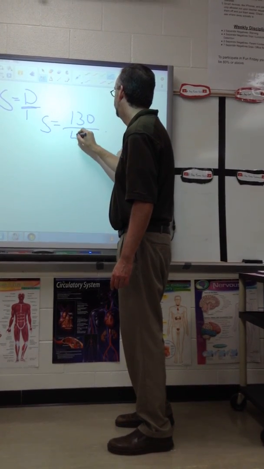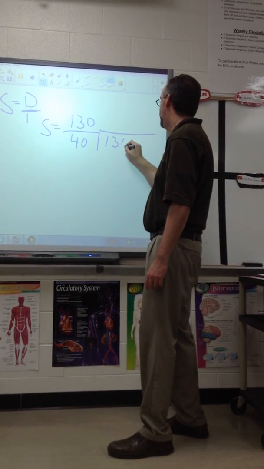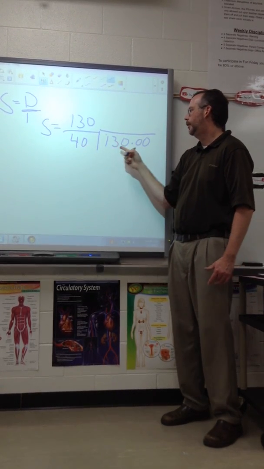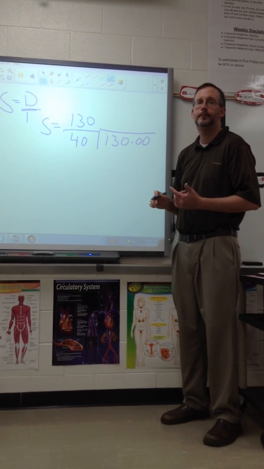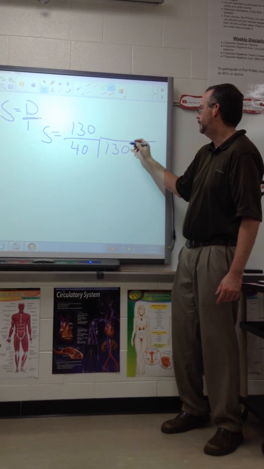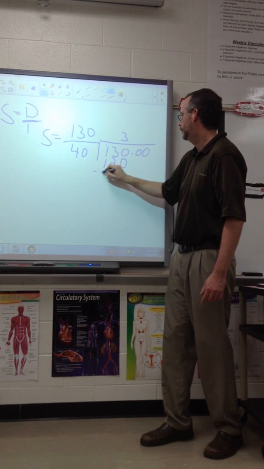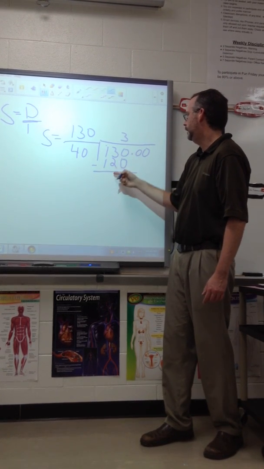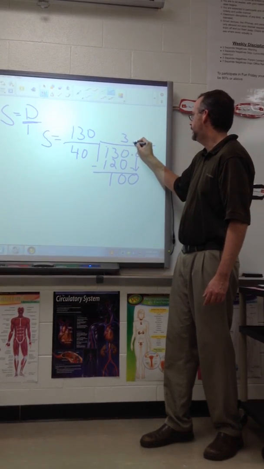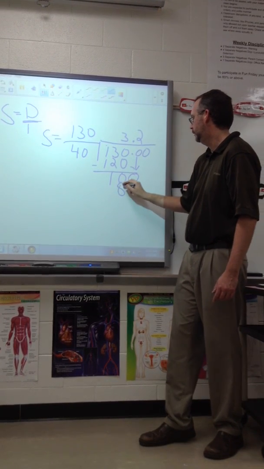130 over 40. Bring down the 130. Put that in the little division house. Carry it out 2 places. 40 goes into 130 how many times? 3 times, yeah, because 4 times 3 is 12, so 40 times 3 would be 120. And then you bring down the other 0. Put the decimal up. 2. So it's 2, yep, because that would be 80.